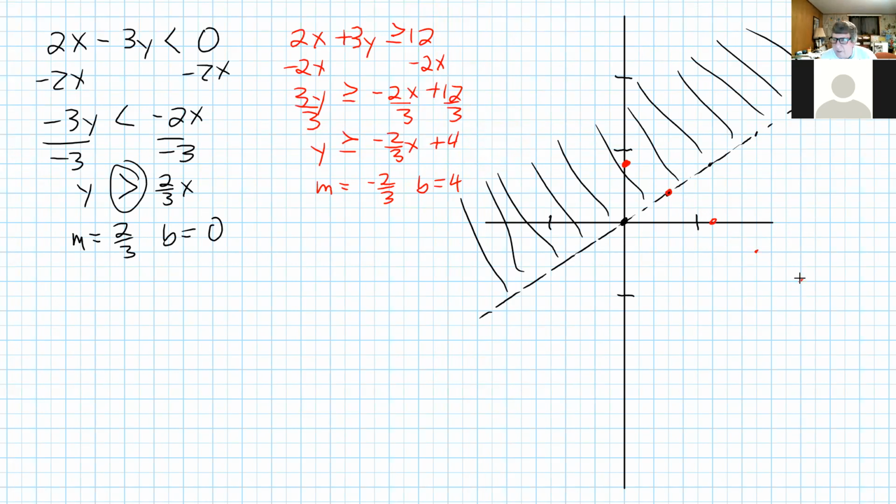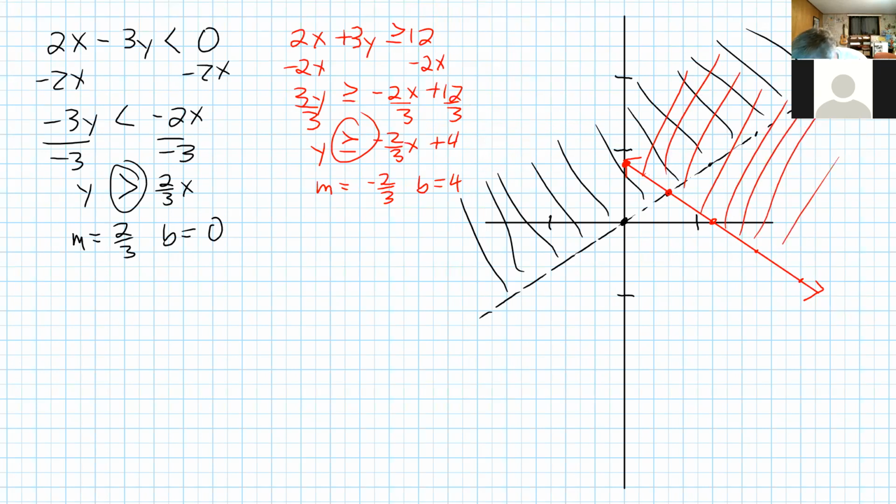It says y is greater than or equal to, so I'm going to draw a solid red line. Let's see if I can get rid of that and do a little bit better job of that. Maybe I'll just use the graphing tool. It's off a little bit. That's a little bit better, I think. Okay. And it says y is greater than or equal to, so it's solid and it's above.